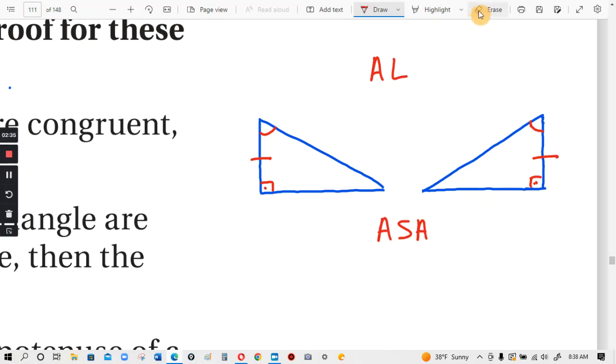And what happens if we use a different leg, the other leg? So let's erase that leg and mark the other leg congruent. So we did this one, let's do this one now on the bottom. And now we just have angle, angle, side.